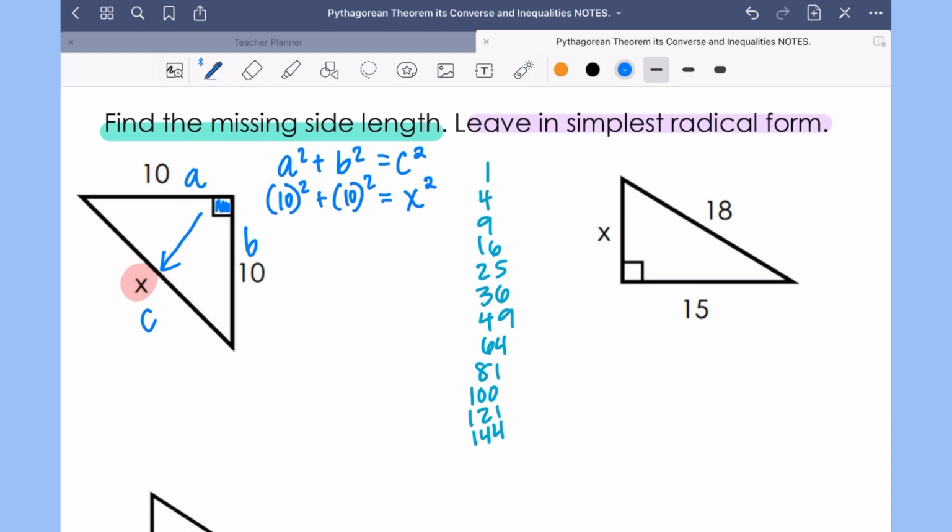All right. And let's solve. So on the left, we have some integers that we need to simplify. 10 squared and 10 squared. 10 squared is 100 plus another 100.